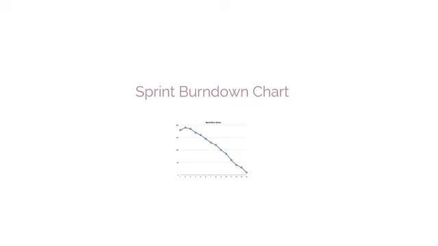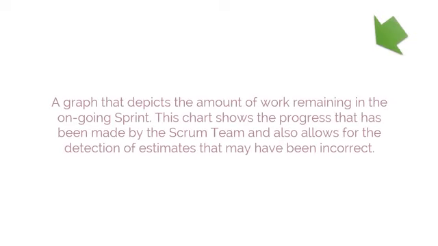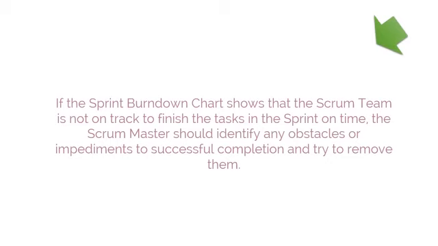Sprint burndown chart is a graph that depicts the amount of work remaining in the ongoing sprint. This chart shows the progress that has been made by the Scrum team and also allows for the detection of estimates that may have been incorrect. If the sprint burndown chart shows that the Scrum team is not on track to finish the tasks in the sprint on time, the Scrum Master should identify any obstacles or impediments to successful completion and try to remove them.